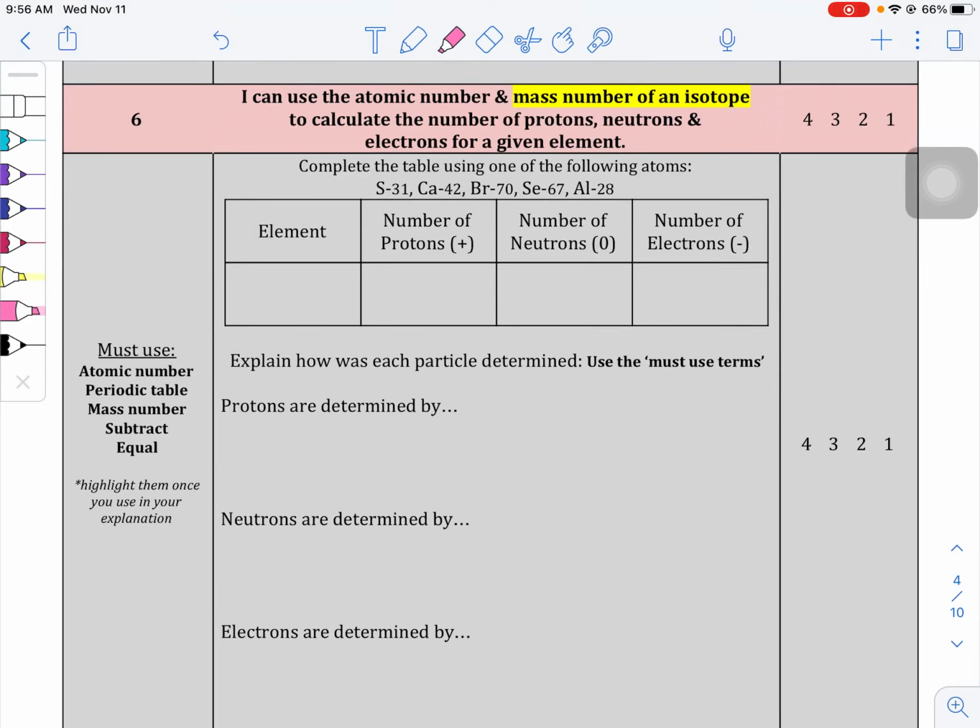So learning target 6 is just like our isotope activity, where we were doing some calculations of the number of protons, neutrons, and electrons found in any element that we know the mass number of. So you have here a list of some elements and their mass number, and you can really pick from any one of those to do in your learning target table here. For sure do one. You can do more than one if you want a little extra practice. But again, this is our mass number that we'll need.